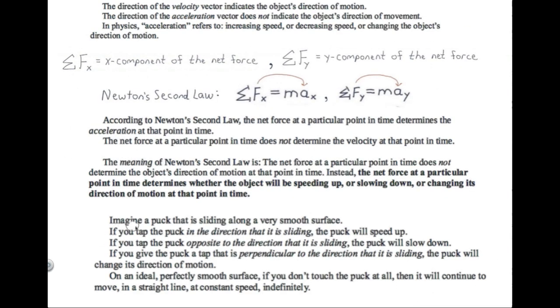Again, let's imagine a puck that's sliding along a very smooth surface. If you tap the puck in the direction that it's sliding, the puck will speed up. If you tap the puck opposite to the direction that it's sliding, the puck will slow down. If you give the puck a tap that is perpendicular to the direction that it's sliding, the puck will change its direction of motion. On an ideal, perfectly smooth surface, if you don't touch the puck at all, then it will continue to move in a straight line at constant speed indefinitely.